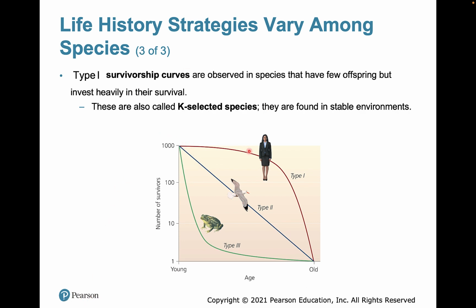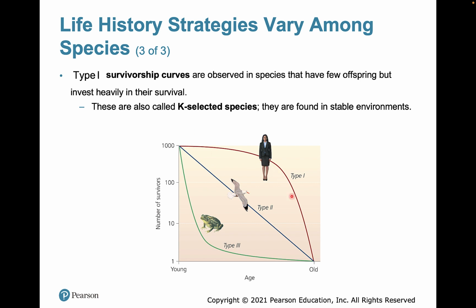Type 1 survivorship, that's us. Here we are, the red line, the human. They have only a few offspring, but they really invest heavily in their survival, okay? If you look at this graph, survival is really high when you're young in the type 1 survivorship curve. And as you get older, you have a better chance of dying. Well, that makes a lot of sense, right?